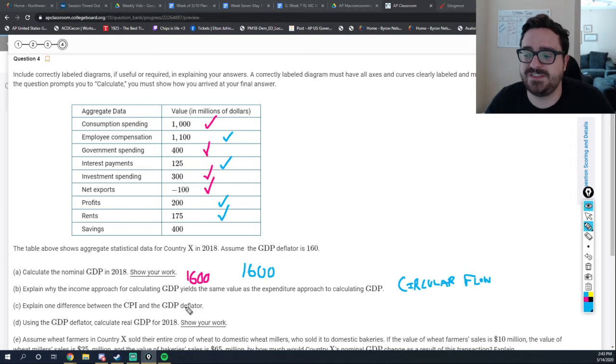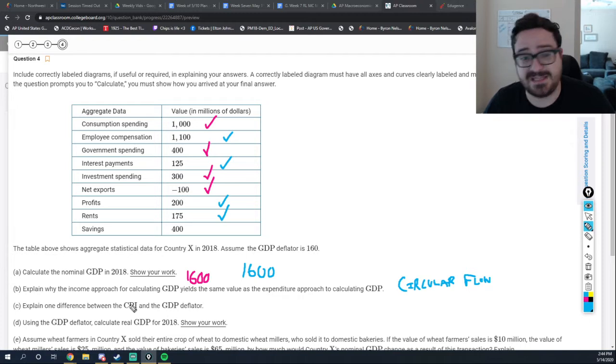Explain one difference between the CPI and the GDP deflator. Now, we got different answers last time, so that should tell you that they're two different things. They're not numerically the same. There is a big difference. The logical difference is the consumer price index is built around the price of a market basket, which is not everything in your economy. It's a select number of goods.